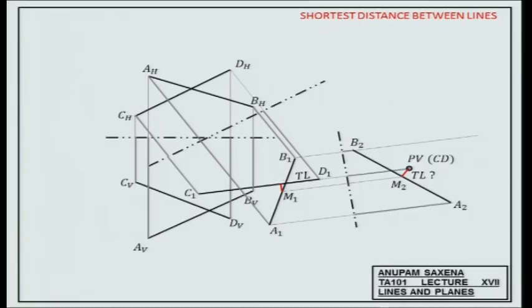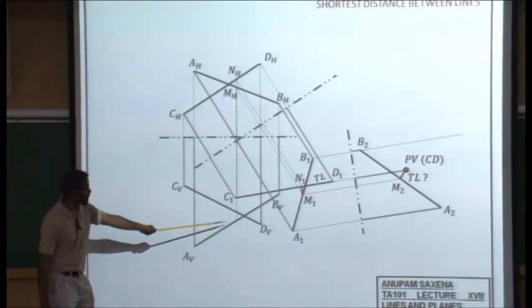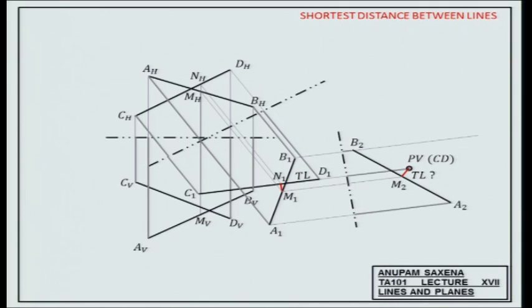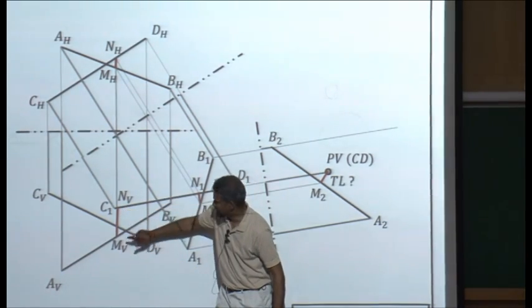So all you need to do is name this intersection point as N1. Get both M and N back. M lies on AB, N lies on CD, on every plane. So this is MH NH, and here this point would be MV NV. Wait, let me complete this, till here. So ignore this part of the red line. It's going to be till here.